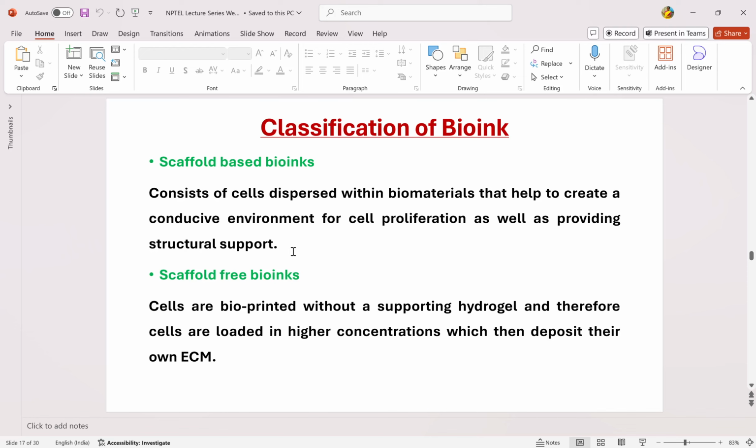And another bioink is scaffold free bioinks. In these scaffold free bioinks, cells are bioprinted without a supporting hydrogel, and therefore cells are loaded in high concentrations, which then deposit their own ECM. So basically, for the scaffold free bioinks, these cells do not have a matrix on which they can grow. So you will load and deposit a high concentration of these cells in the 3D bioprinter, and the cells themselves will then form their own extracellular matrix. So mostly scaffold based bioinks are used.